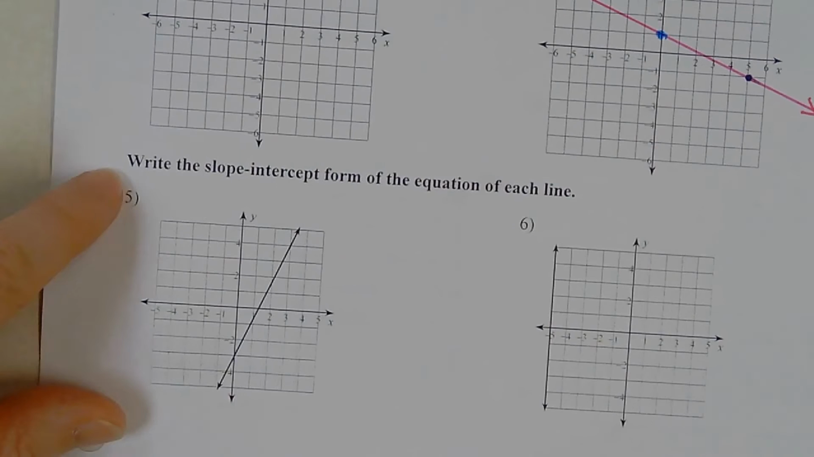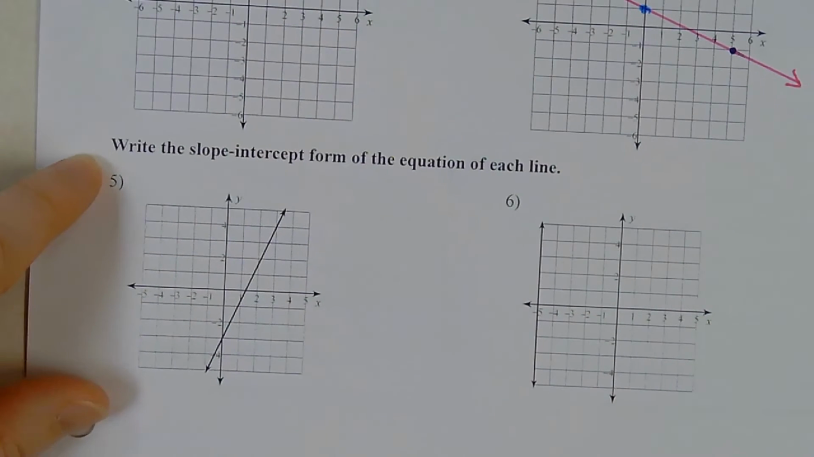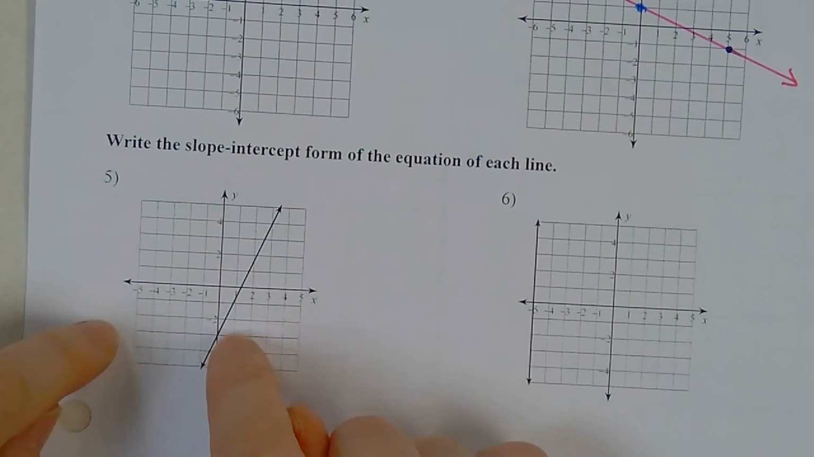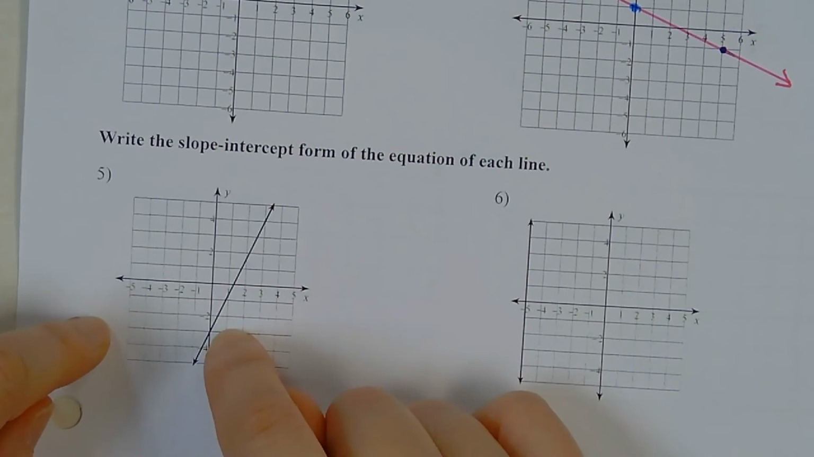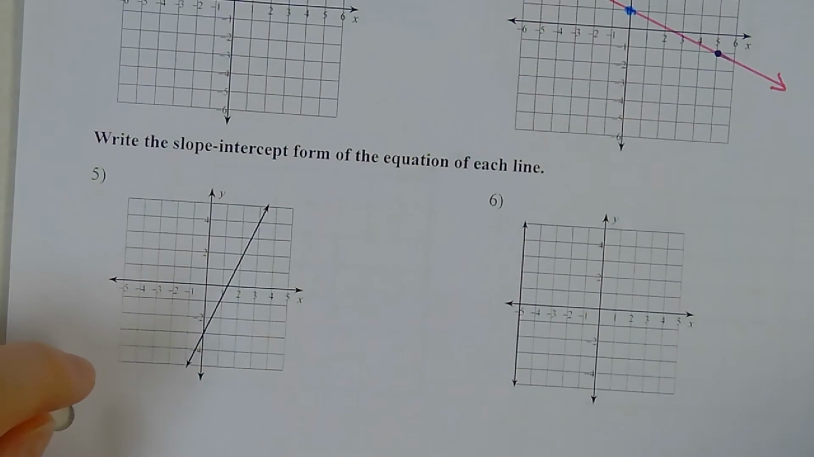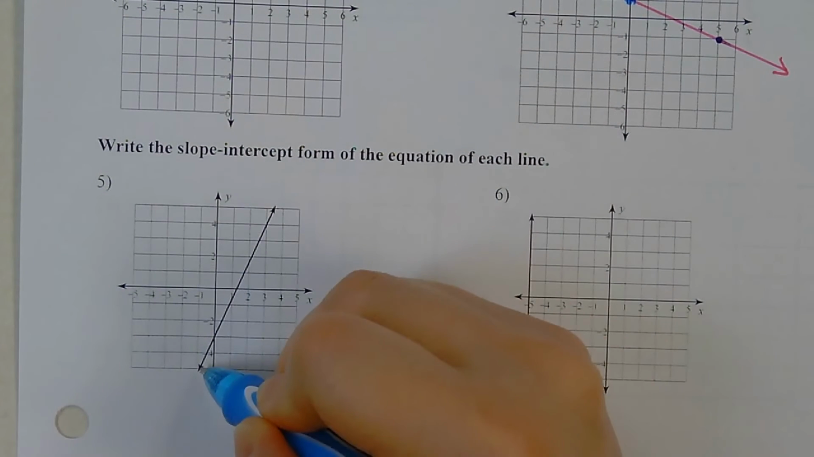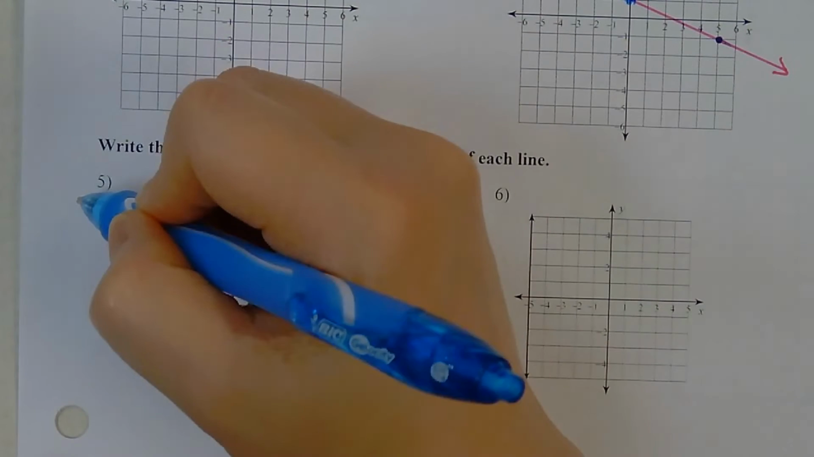We're going to go on to the next one where it says, write the slope-intercept form of the equation of the line. Okay, so notice that we're already given the line. We just need to do it. I didn't check all the things here. All right, so we're going to do number 5.